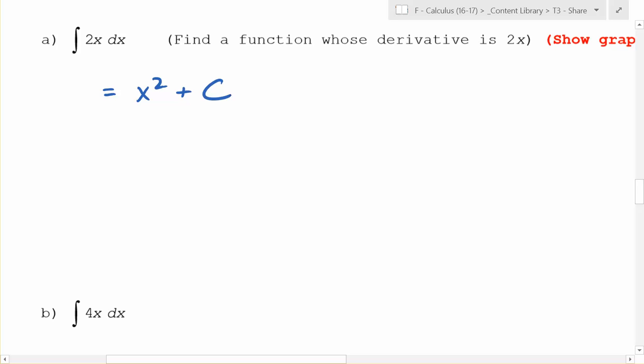Why do you have to put a plus C in there? Plus a constant. Because there could be any constant, right? Any constant could be there. We've talked about this many times. How many integrals does a given function have? An infinite number, right?